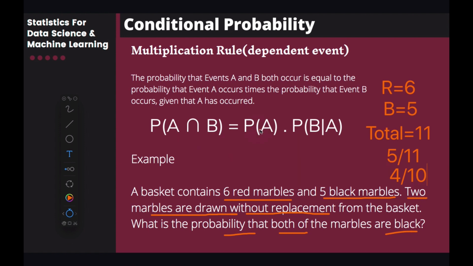So the probability of picking the first black marble is going to be this: 5, let me use brackets over here, 5 out of the 11. And then we multiply it by the probability of picking another black marble, given that we have picked the first black marble. So that's going to give us 4 out of 10. So when you multiply this, you're going to have your probabilities over there.